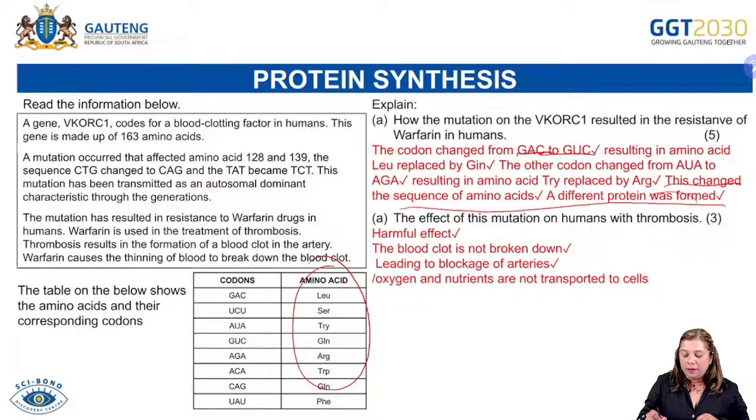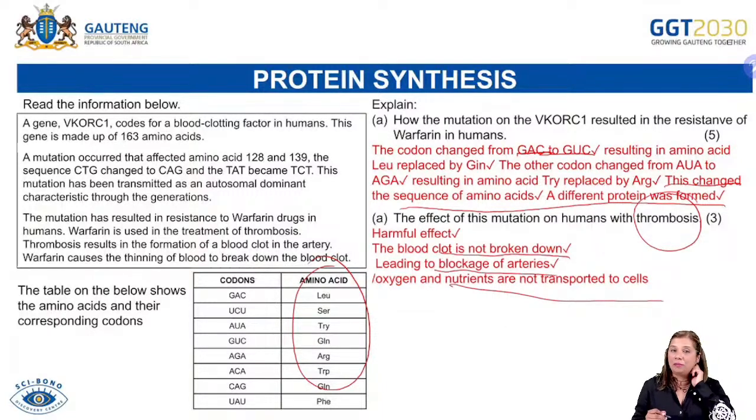And in this condition of thrombosis, it is harmful because the blood clot is not broken down. It will lead to blockage in arteries and oxygen. That is how people sometimes do not have proper brain function, or one part of the body goes lame. It is a very, very serious matter. So this section is a very, very important section.